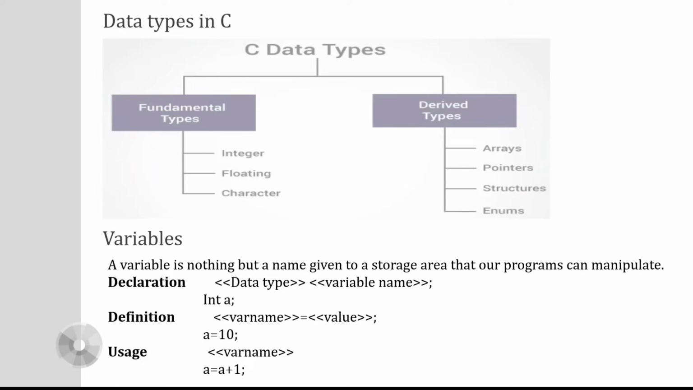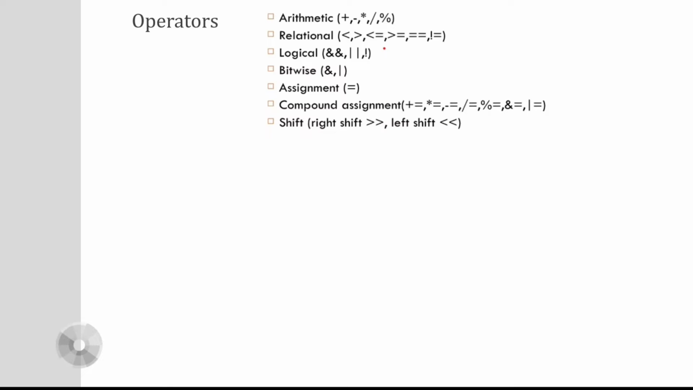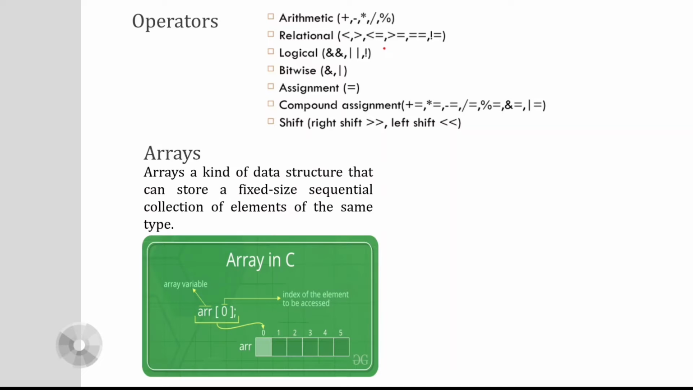Coming to variables, variables are the names given to the storage areas that our programs can manipulate. Here we have declarations, definitions and usages, and we use operators in C programming like arithmetic, relational, logical and many more. Now coming to arrays, we can simply say an array is a collection of data of the same data type. Here we have an example of an array.